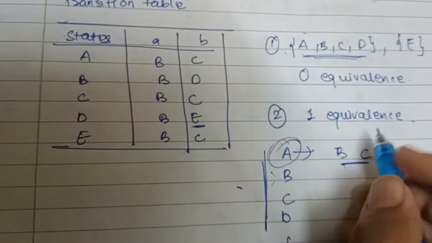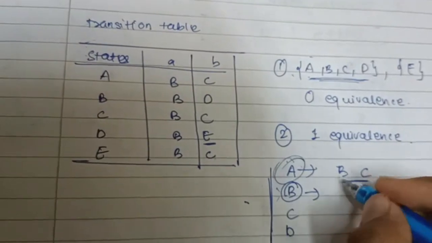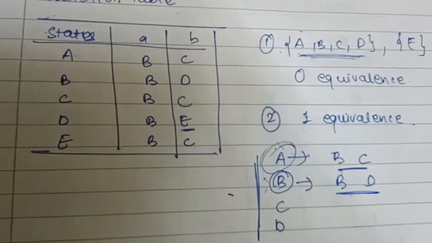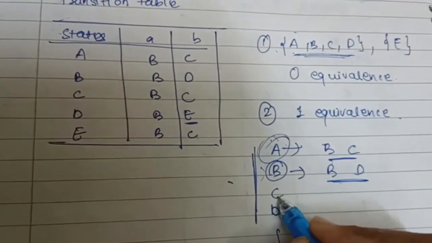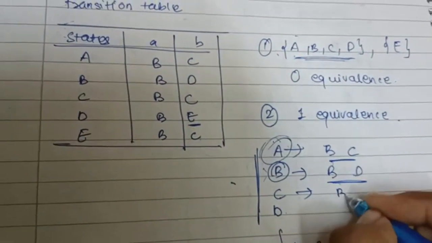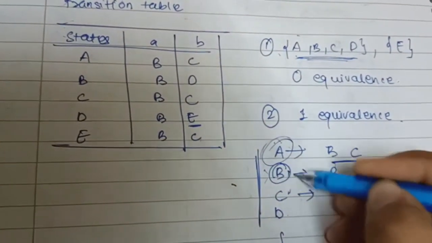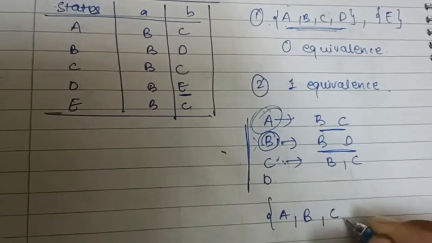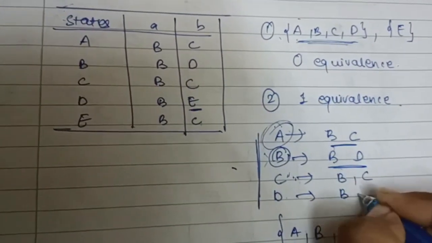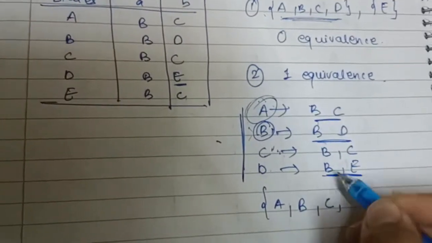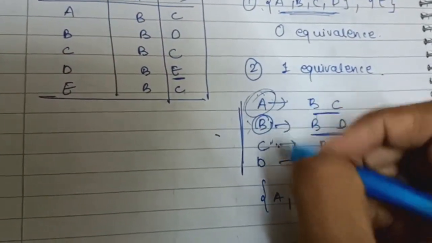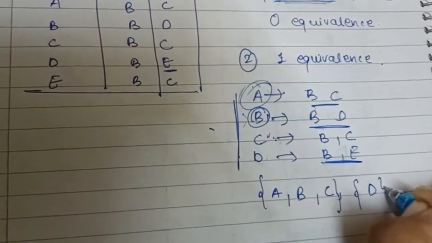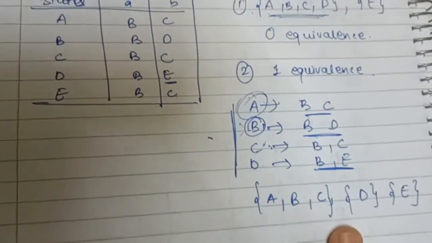So I'll write A. Same way you have to check for B. B can transit to B and D. B and D exist in this group. Yes, so B is a part of this group. Same way C. From C we can transit to B and C. So B and C already exist in this group. Yes, so C will be a part of the new group. Then from D we can transit to B and E. Are B and E part of this group? No. So we will separate D into another group. So this will form my one equivalence.